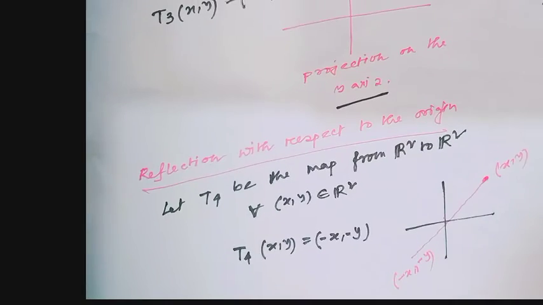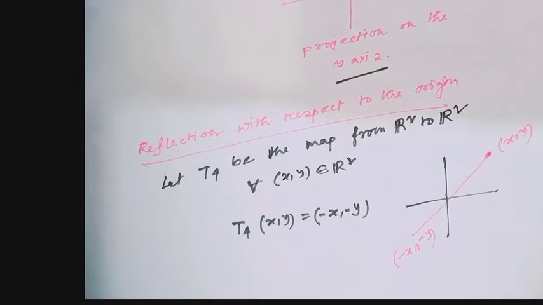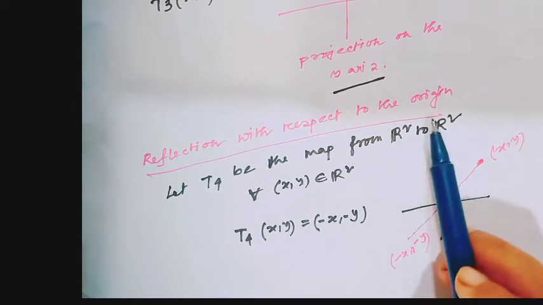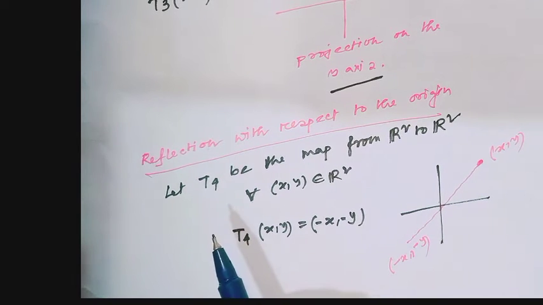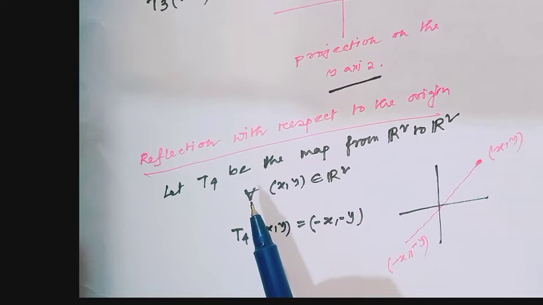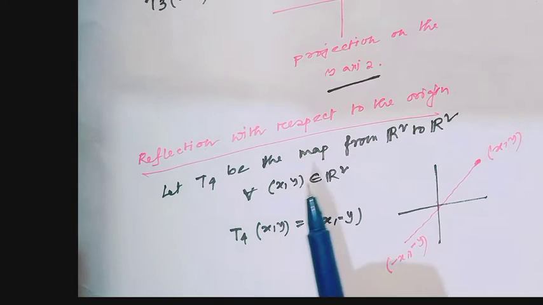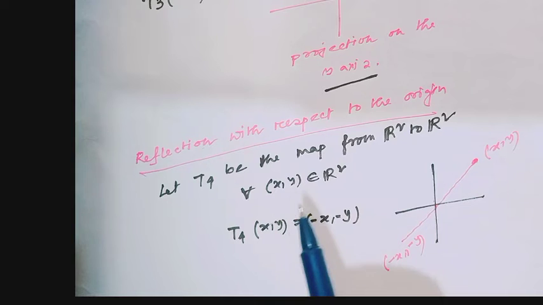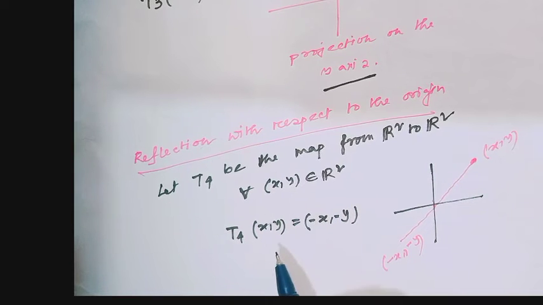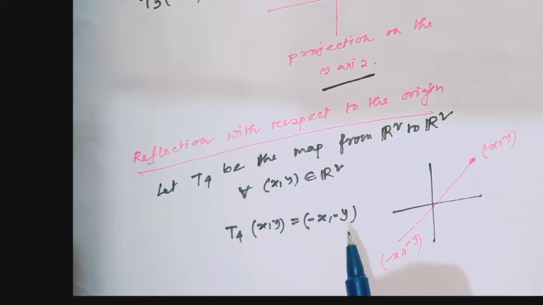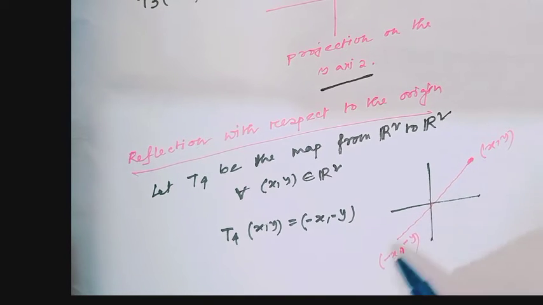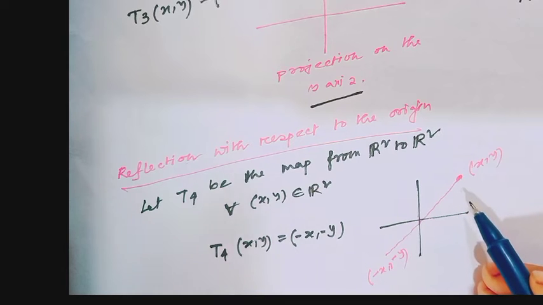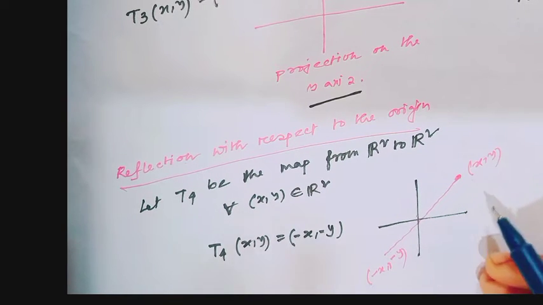Okay? Now I will see another type of linear transformation on R2, reflection with respect to the origin, and this linear transformation is denoted as T4. Consider T4 be the map from R2 to R2 such that for all (x, y) belongs to R2, T4 of (x, y) equals (-x, -y). Notice, this is a linear transformation, and this is actually the reflection with respect to the origin.